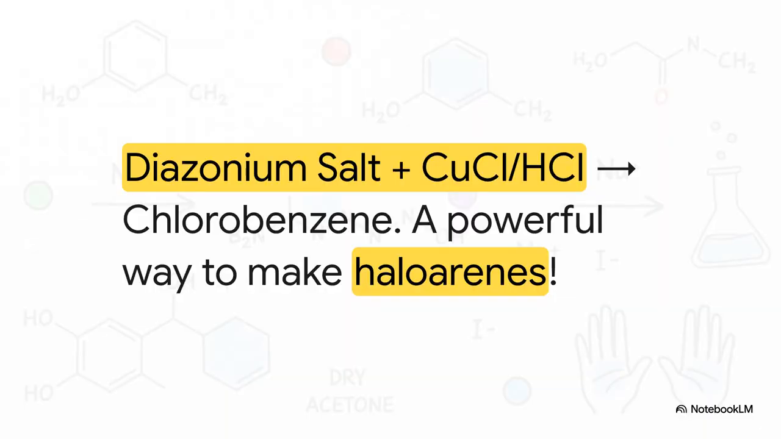So here's how it works. You take that diazonium salt and you add the magic ingredient, cuprous chloride, that's CuCl, or cuprous bromide, CuBr. This catalyst is the real hero. It helps to replace that entire big diazonium group with a nice simple Cl or Br.